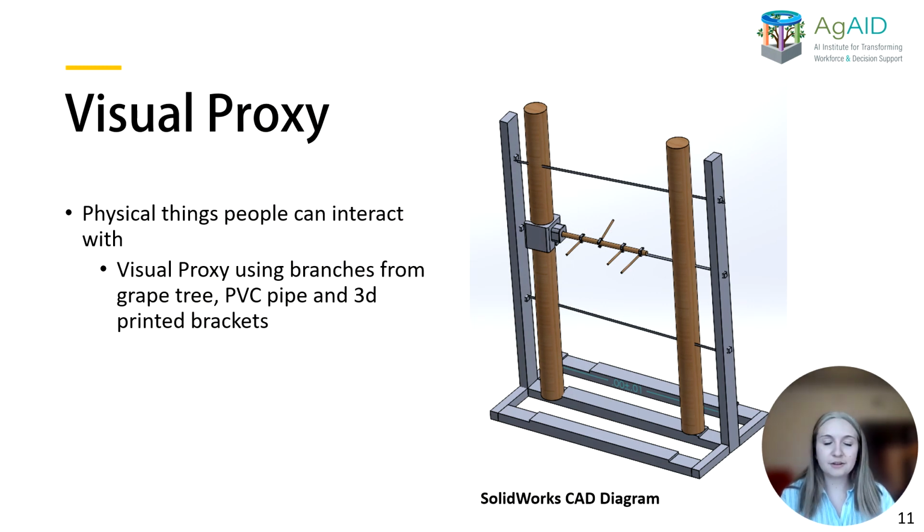With this interface, as we briefly mentioned earlier, there also will be a visual proxy. This is just another aspect of that to address that transferability, and this is just something that people can interact with. We're using real branches from a grape tree in the area, and we're using 3D printed brackets to be able to attach all the branches as necessary. Again, we want this to look as realistic to an orchard as possible, so we're using a V-trellis system and example, but currently this picture is a CAD diagram of what I have developed so far.